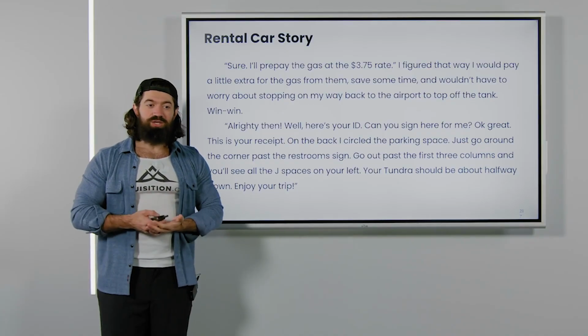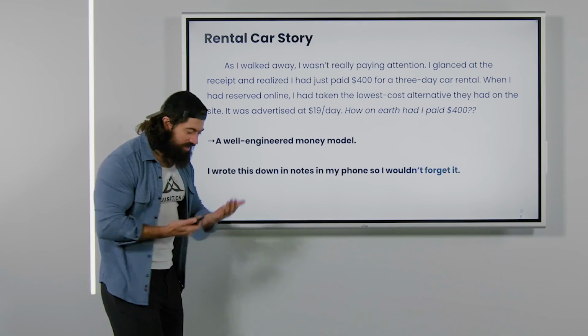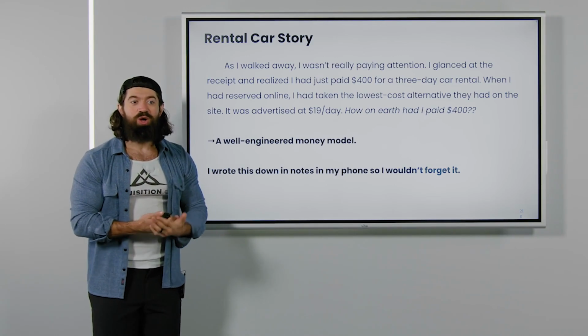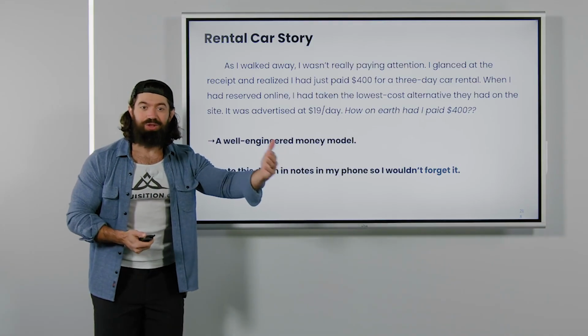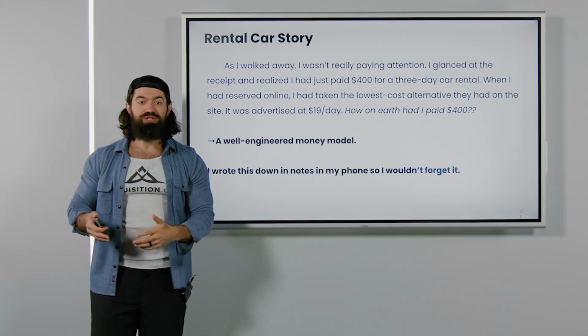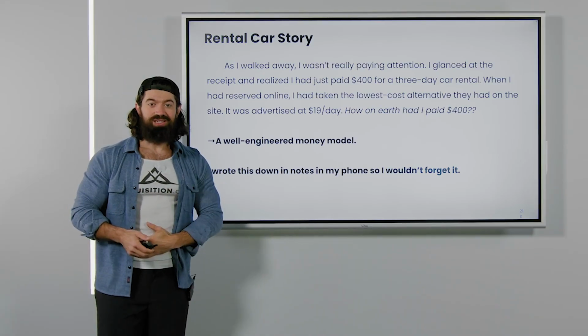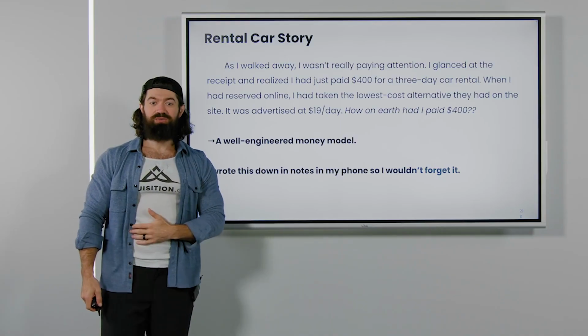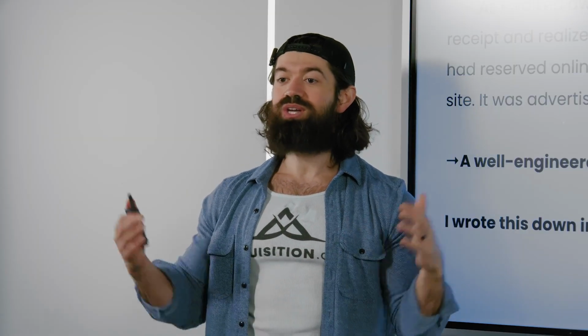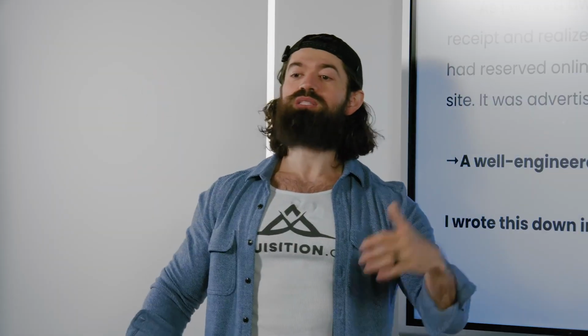All right. And so, mind you, I take my stuff and I'm walking away, and I look at my receipt, and I just paid $400 for a 3-day rental when I had reserved online for $19 a day. I went from $19 a day to $400. What had just happened? A well-engineered money model. I remembered that moment, and I was like, I need to write this down. This is the perfect example of what it looks like to create a money model: a series of offers structured sequentially to monetize the customer and provide as much value as humanly possible.